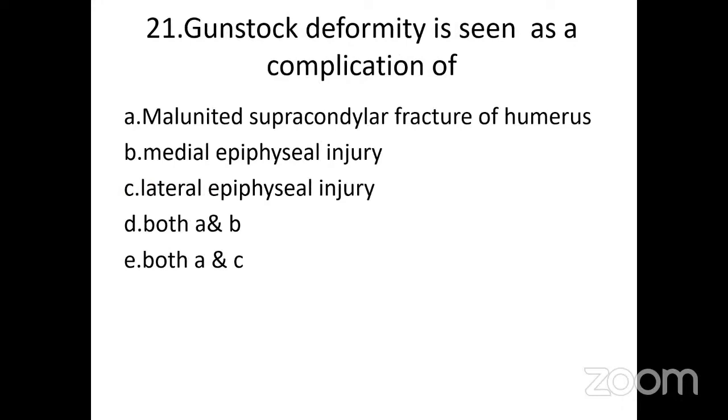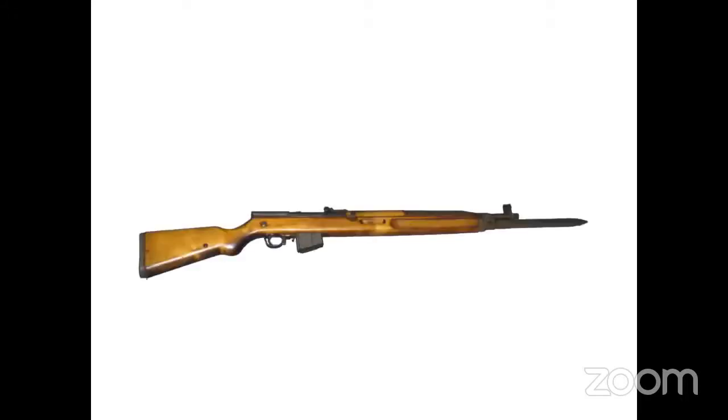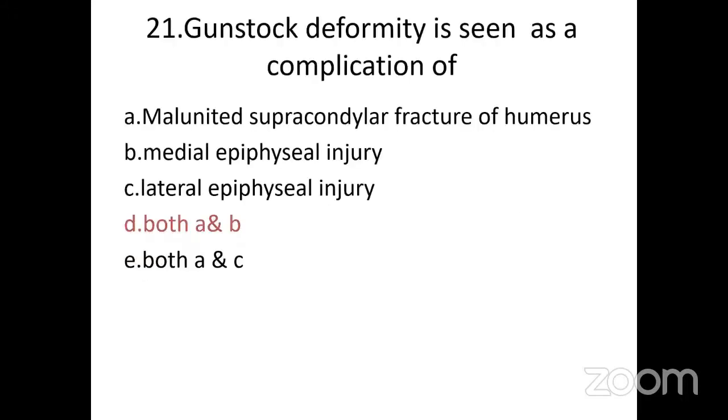So gunstock deformity is seen as a complication of, it looks like the elbow looks like the gun stock. That is classically seen in malunited supracondylar fracture of humerus, as well as in medial epiphyseal injury also. So the answer is both A and B. What happens in the medial epiphyseal injury? The line of growth of epiphysis.